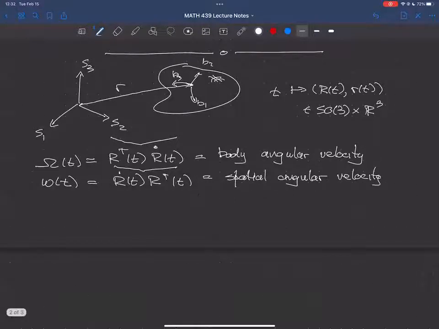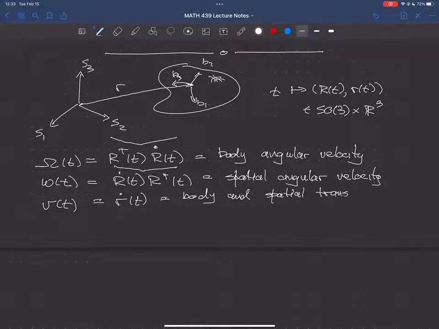And then, last time I mentioned that this was going to be just a convenience that we're going to do that's incorrect. We're going to write this R dot, which seems like it should be the natural physical quantity, but somehow it's not. But nevertheless, we're going to call this both body and spatial translational velocity. Okay.